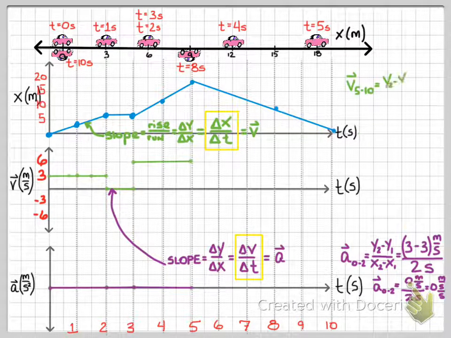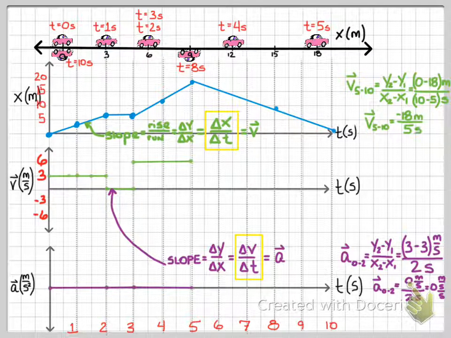Let me go ahead and calculate that formally. We get y2 minus y1, which in this case, the final y position is 0, the initial y position is 18, and we can see that the denominator will yield 5. So I get a velocity from 5 to 10 seconds is negative 18 meters over 5 seconds, or negative 3.6 meters per second. That's the velocity, and it's negative because it's going back in the other direction now. That negative sign is showing the vector nature of velocity.